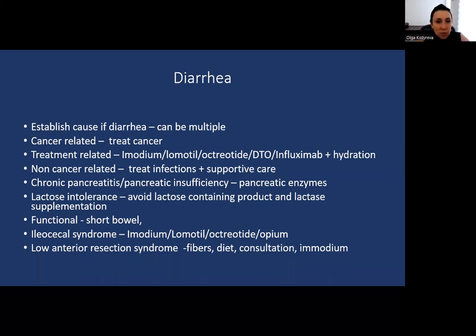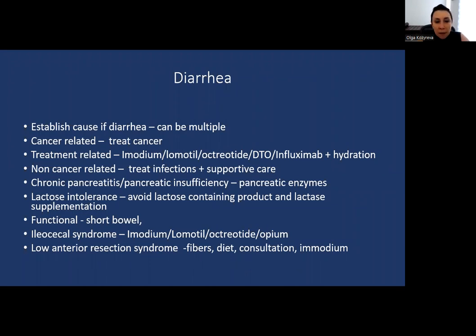Of course you use hydration. For diarrhea related to immunotherapy side effects, we sometimes use infliximab, a TNF inhibitor. If it's non-cancer related, if it's infection related, treat the infection plus supportive care, right? Supportive care can be hydration, some Imodium, and treating the specific infection.